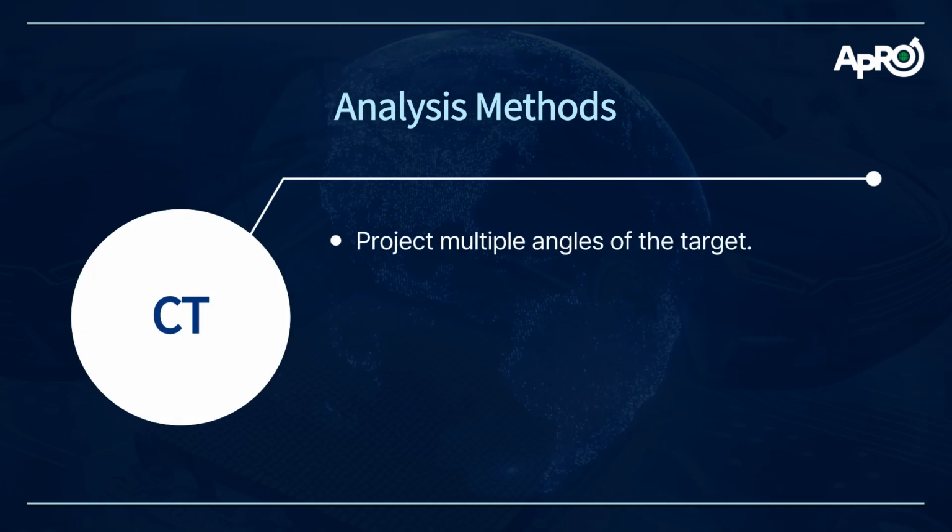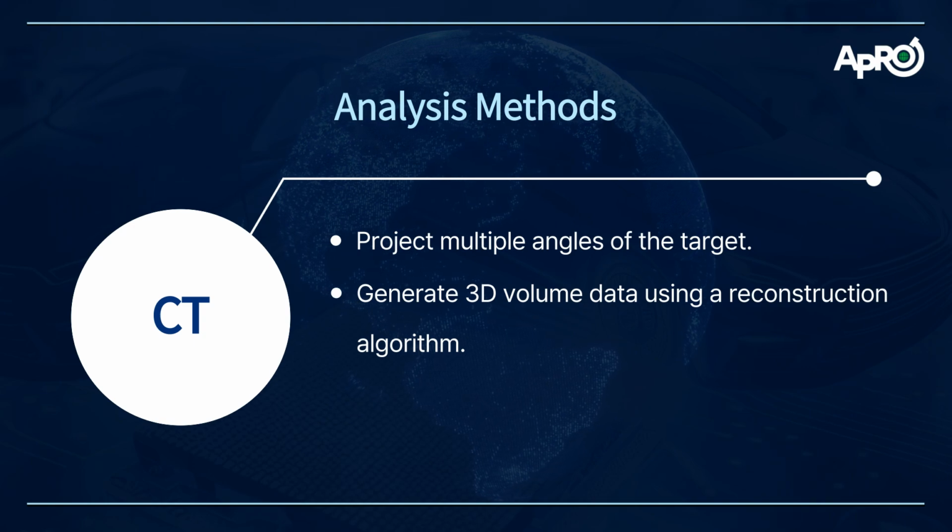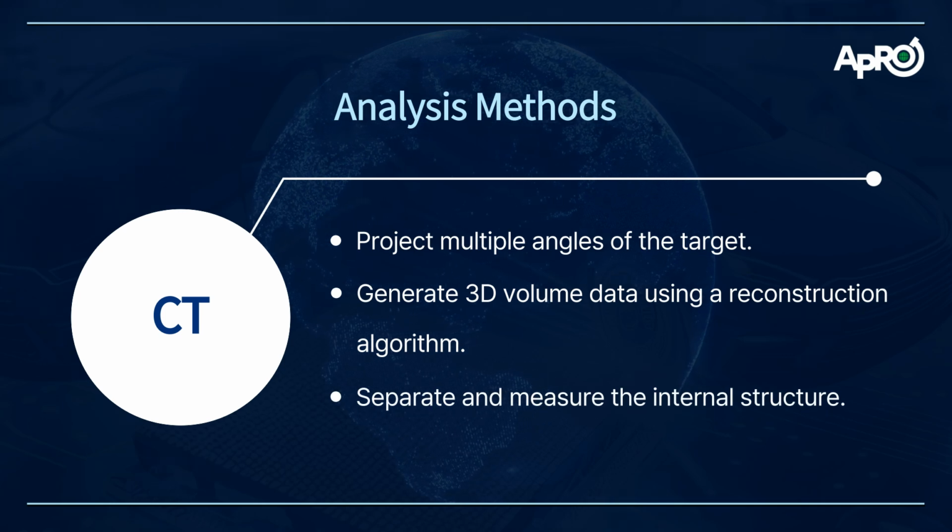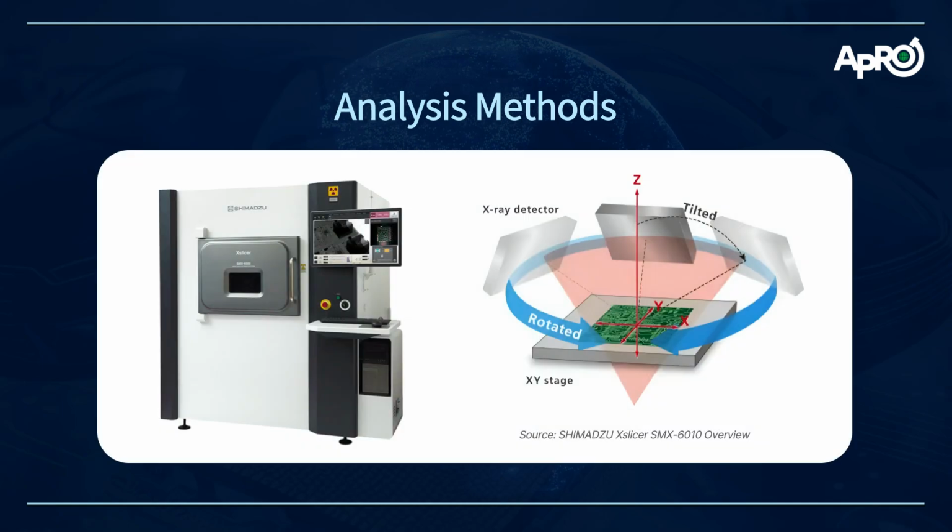CT uses multiple angles to capture images and uses a reconstruction algorithm to generate 3D volume data. This allows the internal structure to be separated and measured without relying on a single projection. The following is APRO's X-ray equipment manufactured by Shimadzu Corporation. This equipment can perform both X-ray and CT scans.